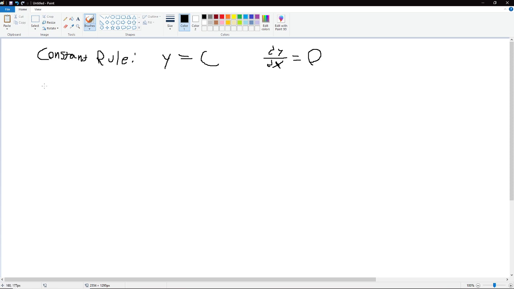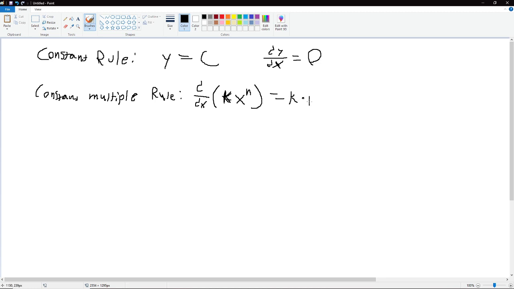The next constant rule is the constant multiple rule, which tells us that d over dx of k, which is just our coefficient of x to the power of n of a power function, is equal to k times nx to the power of n minus 1.